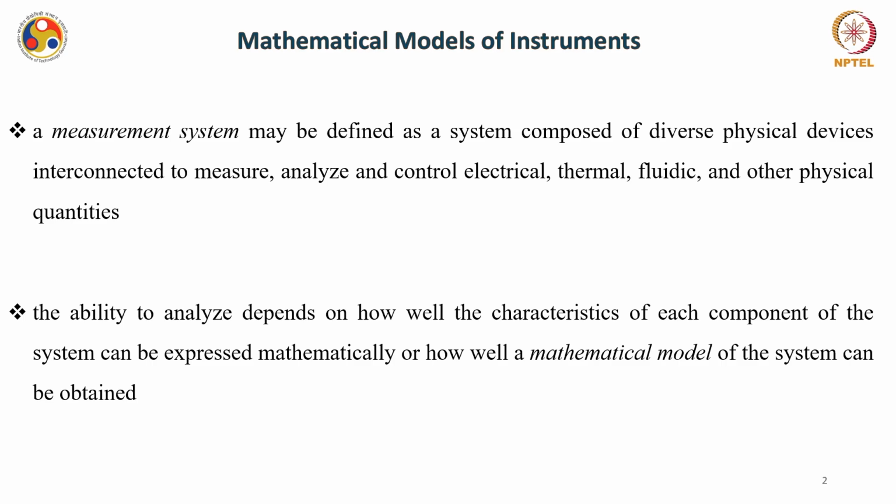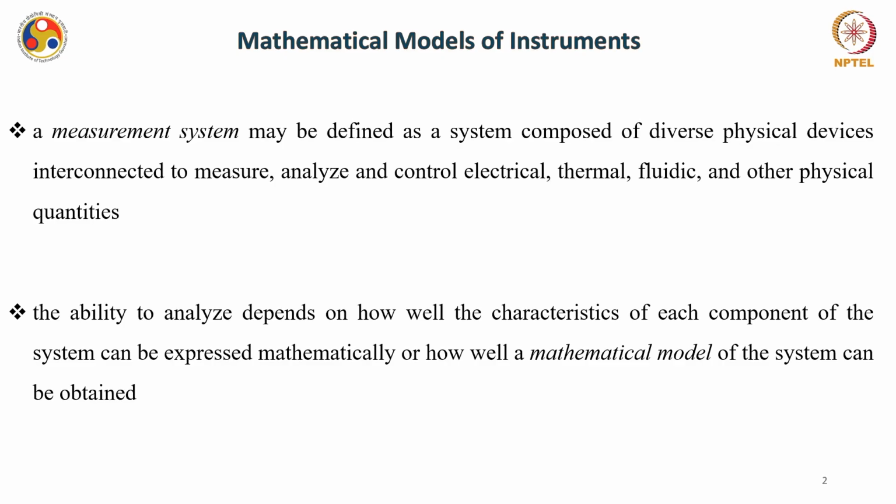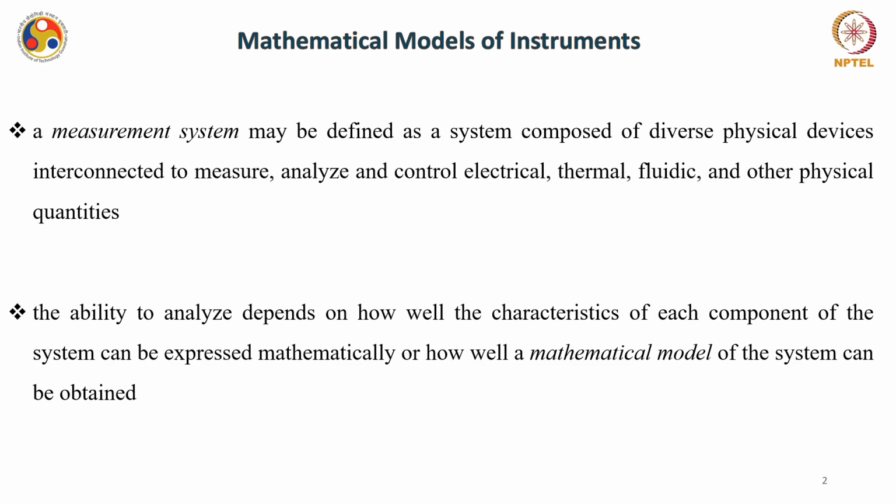To understand that, we have to understand the mathematical models of measurement systems. A measurement system can be defined as a system composed of diverse physical devices which are interconnected with each other to measure, analyze and control electrical, thermal, fluidic and other physical quantities. All these physical devices should be interconnected as well as communicate with each other. The ability to analyze depends on how well the characteristics of each component of the system can be expressed mathematically.